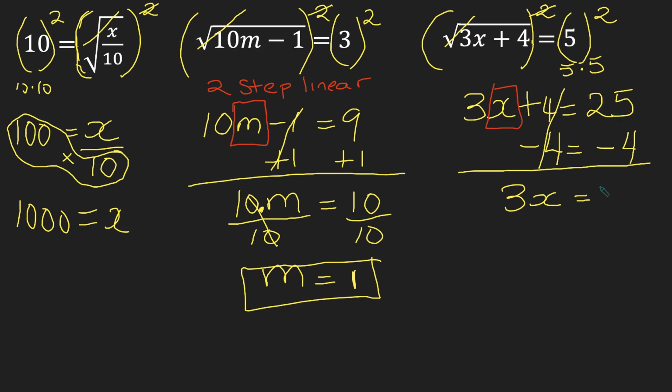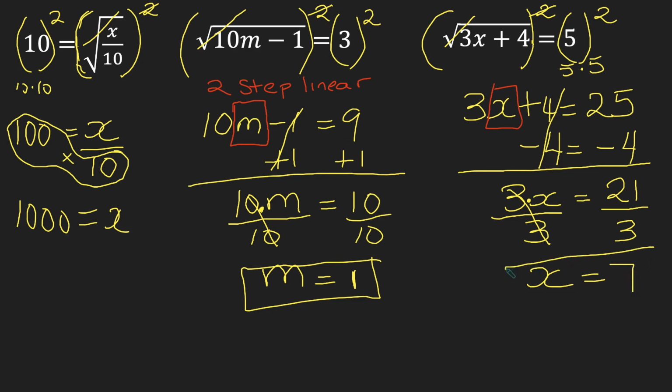Now when the signs are different, remember what we do? We subtract and keep the sign of the larger number. So I get 21. And remember, the 3 is connected to the x by multiplication. The opposite of multiplication is division. So I'm going to divide both sides by 3. So x equals 21 divided by 3, which is 7.